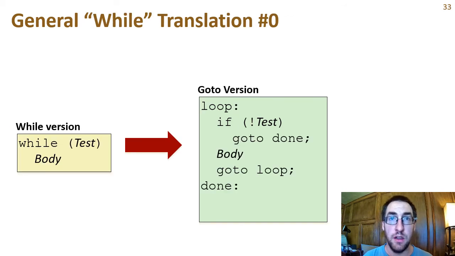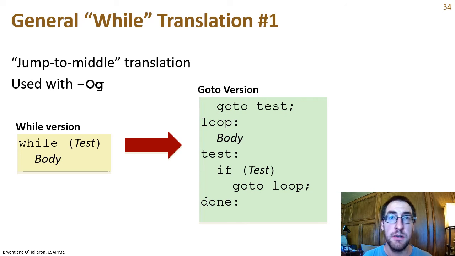One way to convert a while loop is to keep the structure but invert the test. The loop label comes before an if statement to check for the inverted test condition. If the test is not true, the loop is exited. Otherwise, the body of the loop is executed, and then an unconditional jump is taken back to the start of the loop.